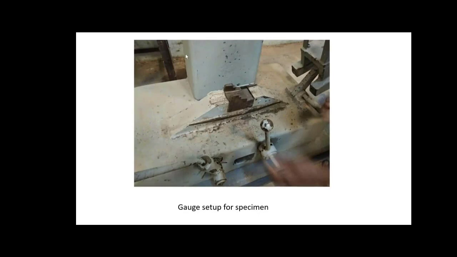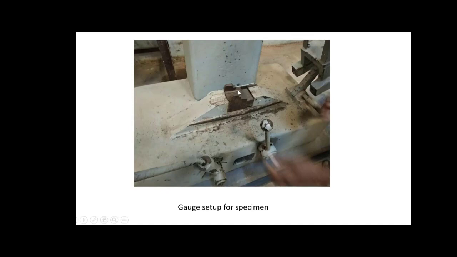So this is the setting gauge. Here the setting gauge is for the Charpy test. These two are the simply supported supports, and we will keep the specimen simply here, and the load will be applied from this side.